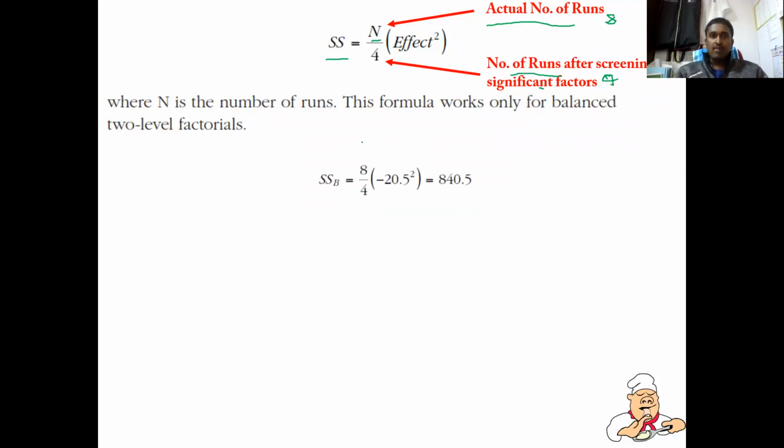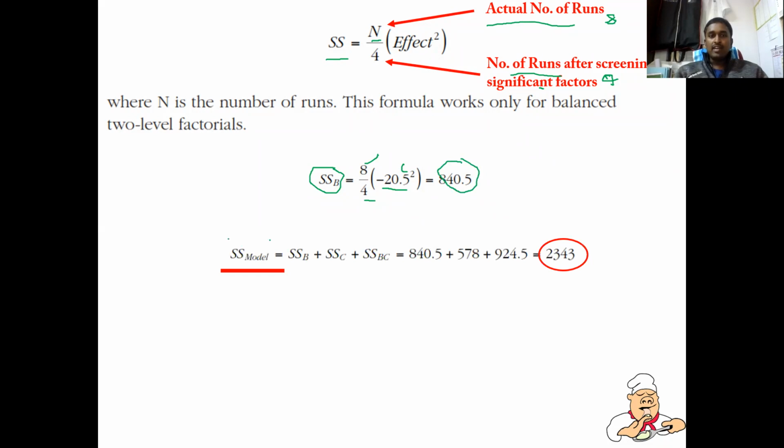So let us say I want to calculate the sum of squares for B. The total number of runs is 8. After screening it is 4. You may remember the overall B effect is minus 20. So squaring the effect, you will get 840.5.